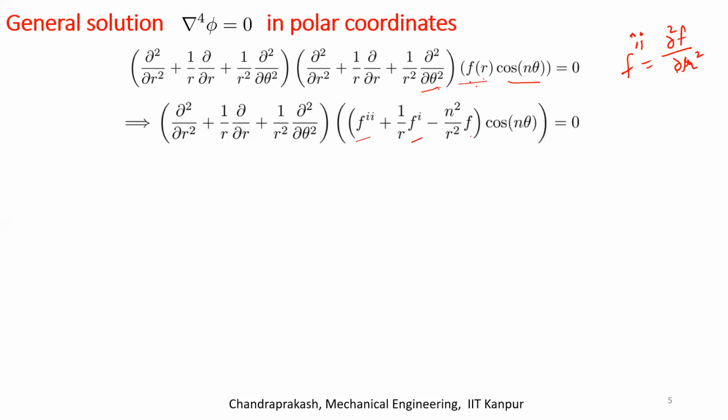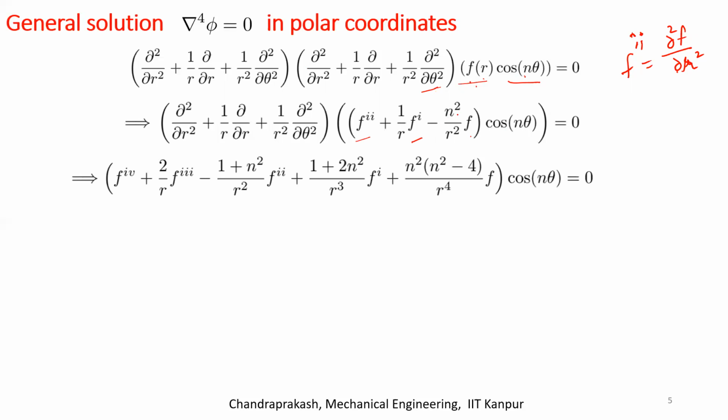I'm taking the second derivative with respect to theta. So the first derivative will give me minus n sine n theta, and the second derivative will give me minus n squared cosine n theta. So that's why I get minus n squared. Okay, and then I'm going to expand it. I mean, do the same derivative process once again, and I will end up with a fourth order differential equation with respect to f and a cosine n theta term.